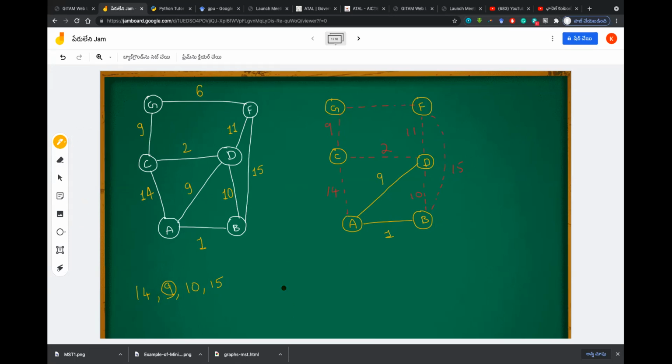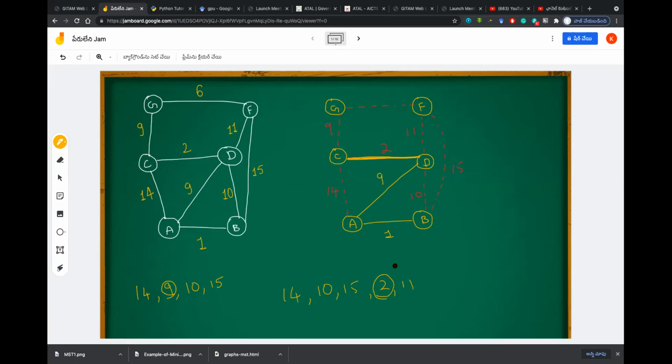Sir, 14, 10, 14, and 2. 10, 15, 15, 2 and 11. 2. Yes, sir. Minimum, 2 is minimum. Hence, I will connect these two. C and D. C and D will be connected. Right? Right.